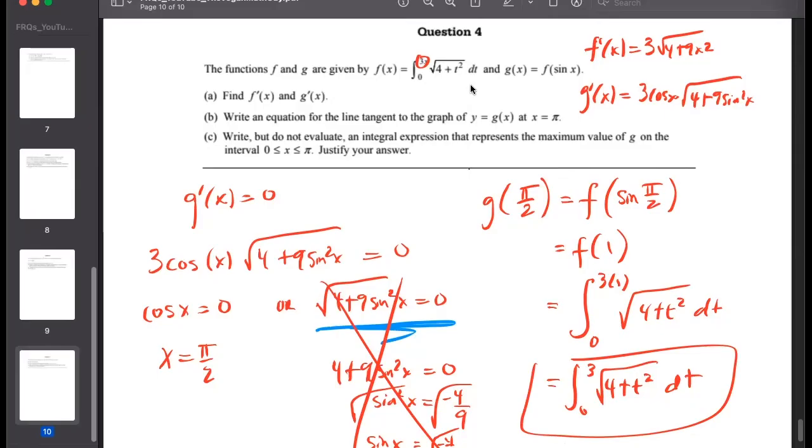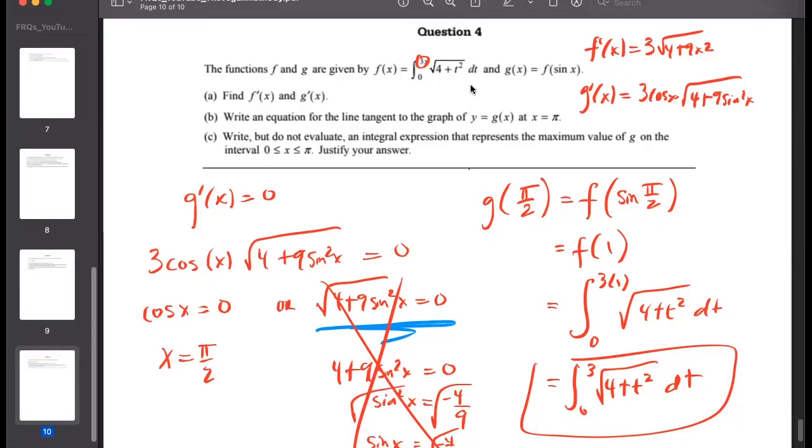So a lot of tricky scenarios here, but we just have to start playing around with what it means when you have a maximum value. That's when g prime of x is equal to 0. You plug it in and you set your integral up. Luckily, we don't have to solve it. Now, it looks like I would get points for finding x is equal to pi over 2 and finding my integral.